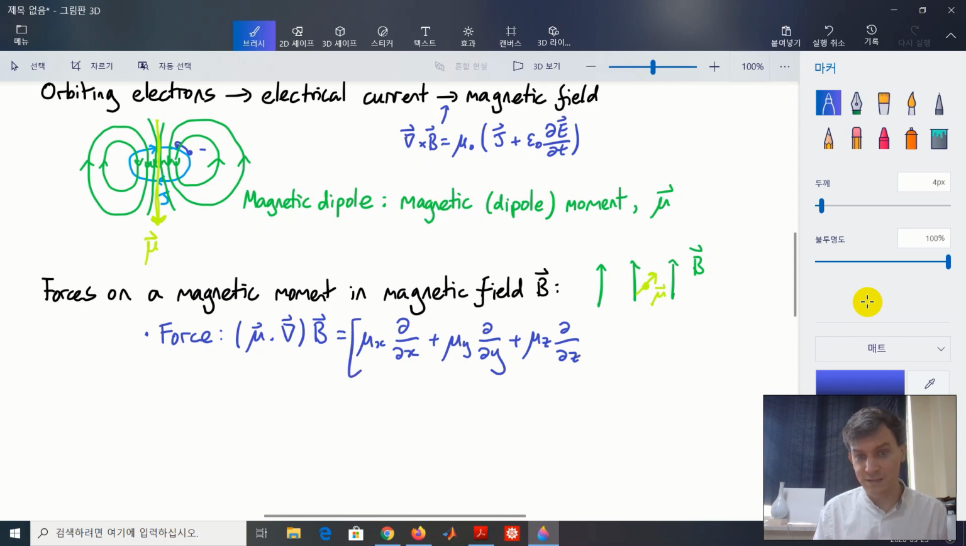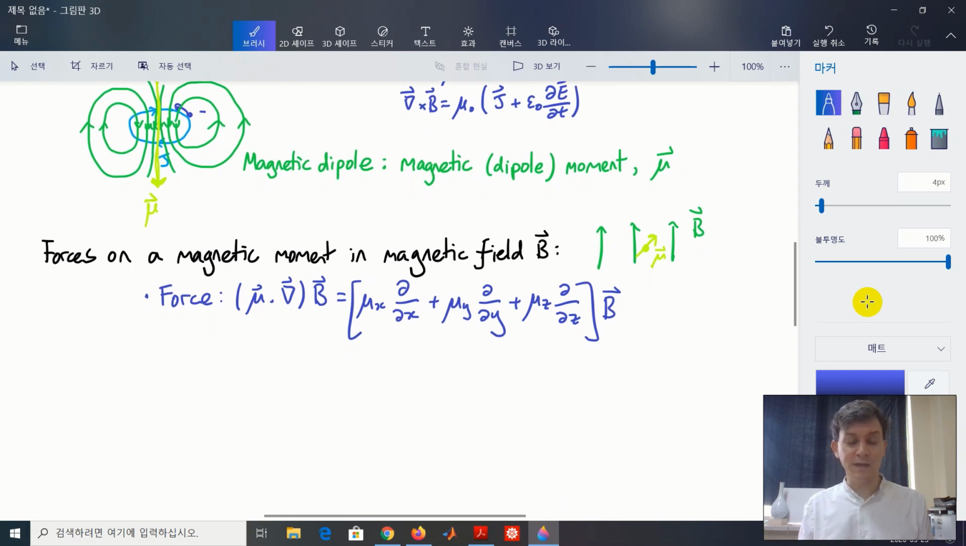So all of that describes a differential operator, and you apply that to magnetic field B. Okay, so one thing you can see from this equation is that if the magnetic field is constant, then the force is going to be 0, because here you have derivatives. So if B is a constant, each derivative will just give you 0, and therefore the total force will be 0.